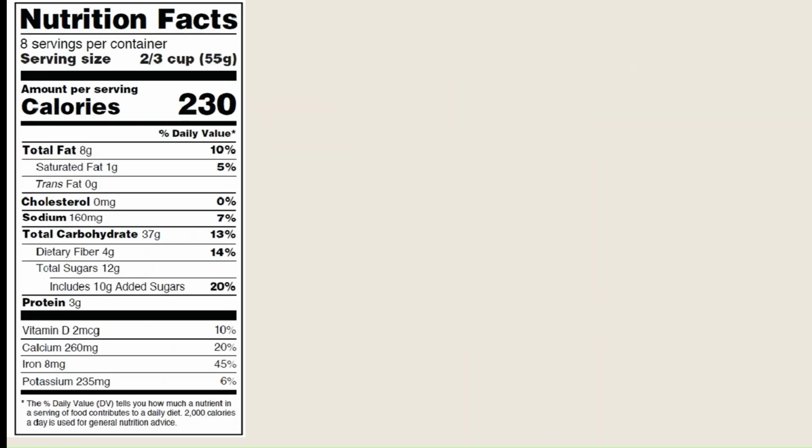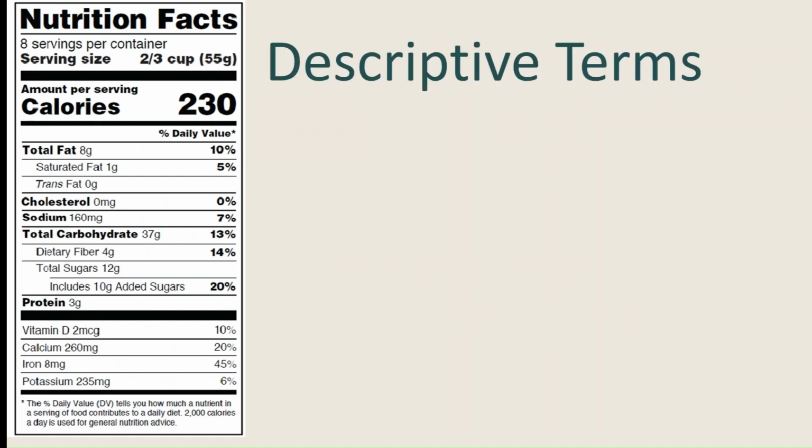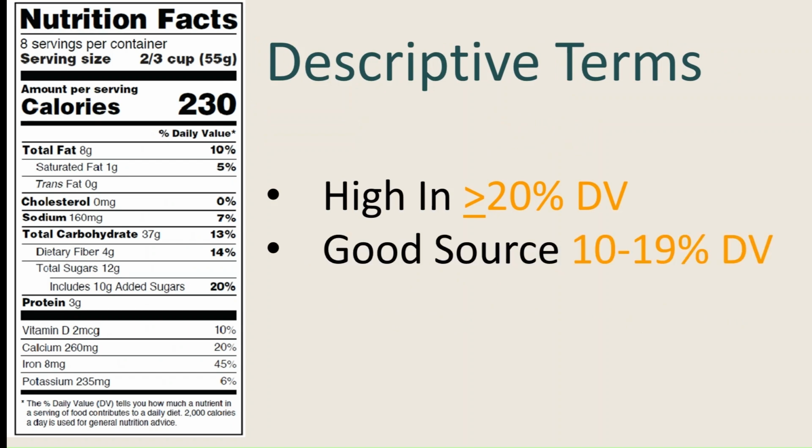Now, the percent daily value is a guide to help you know if a serving of food contributes a lot or a little of a nutrient. And in fact, there are actual phrases that can be used to describe if a food is high in or a good source of a particular nutrient. And these phrases are called descriptive terms. So if one serving of a food is equal to or has more than 20% of the daily value, that food can be labeled high in.